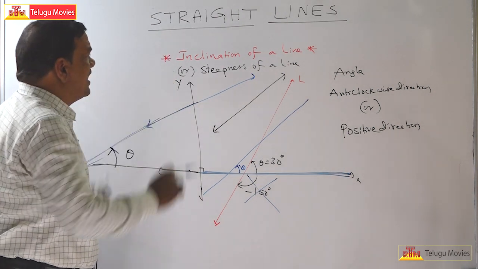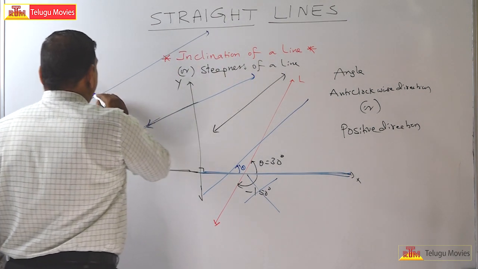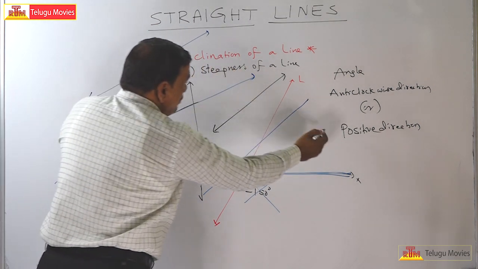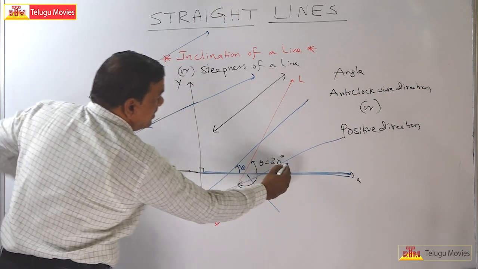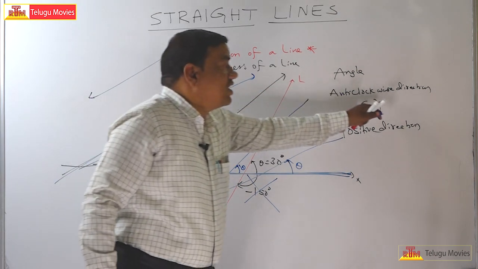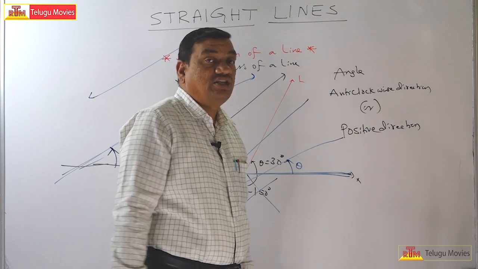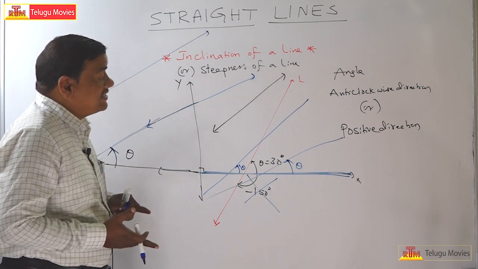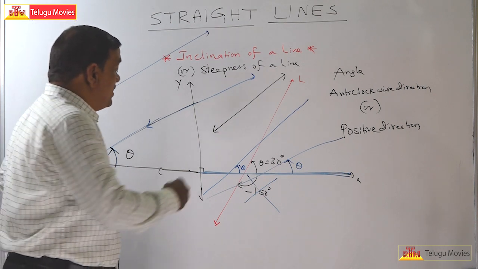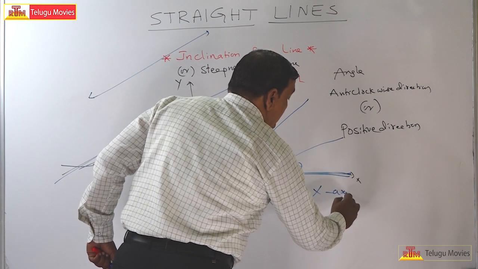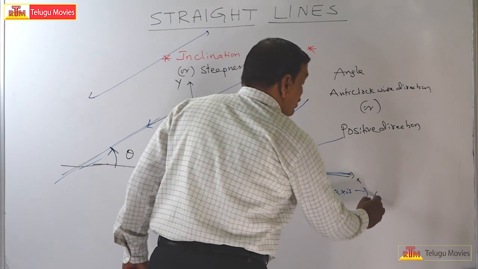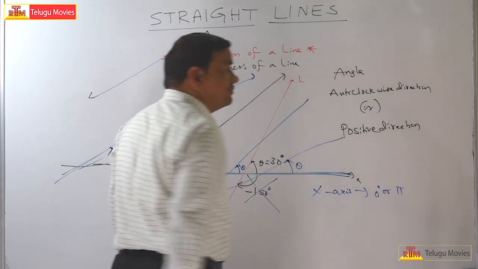Wherever the line may be, for example, if a line is here, you can extend this line. Otherwise, draw a line parallel to this. So these two lines are parallel. Whatever may be the angle made with the x-axis in the anti-clockwise direction, which is called the positive direction, the angle made by the line with the x-axis is called inclination. From this, tell me one point: what is the inclination of the x-axis? The inclination of the x-axis is either 0 degrees or 180 degrees.